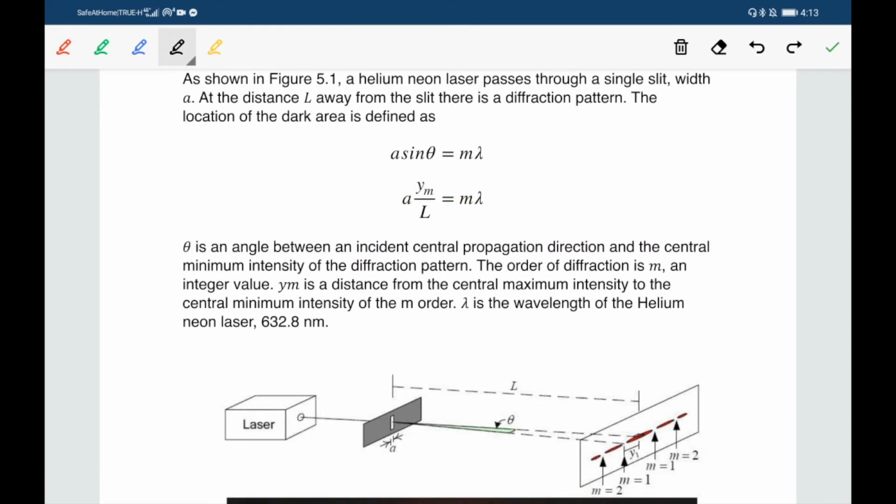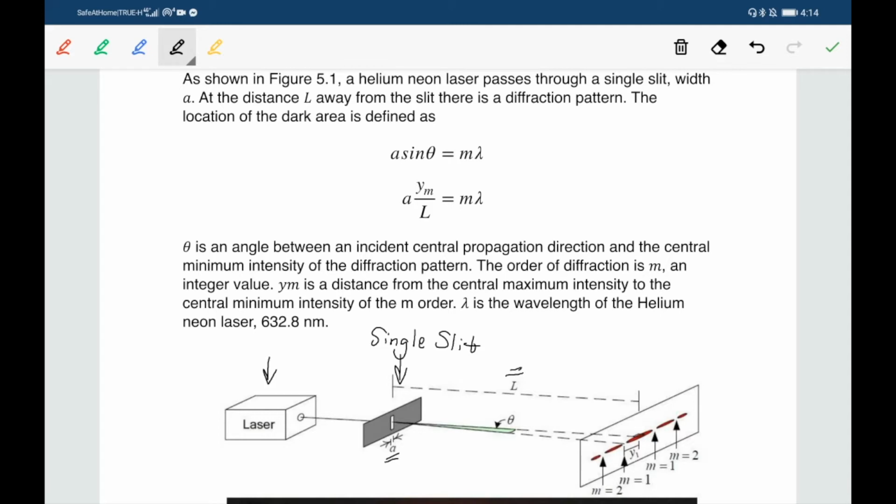As shown in figure 1, the helium neon laser passes through a single slit. Here in figure 1, this is the helium neon laser, the laser source, and it passes through a single slit. This is the single slit, with width a, where a is the width of the single slit, at the distance L.